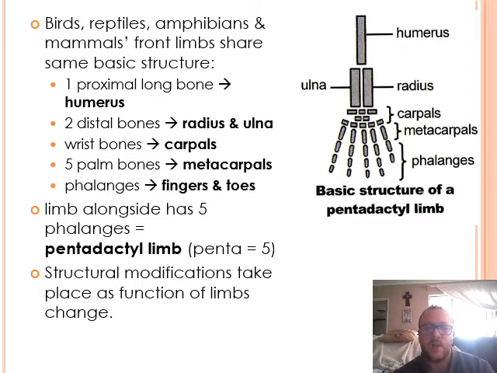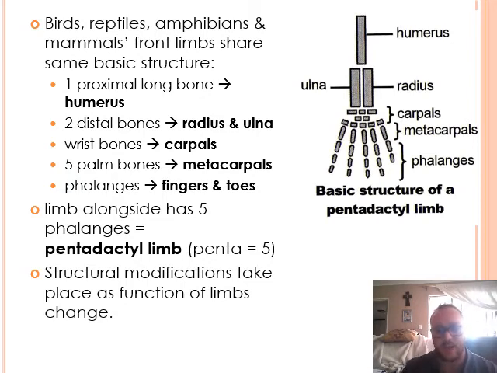We have wrist bones, five palm bones, and finally the phalanges, which are the fingers and the toes. All right, so the limb alongside has five phalanges. The word for five is penta, and dactyl means digits or fingers for that matter. So it's a pentadactyl limb, okay? It's a limb with five fingers.